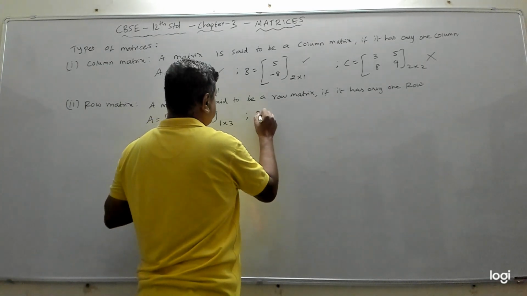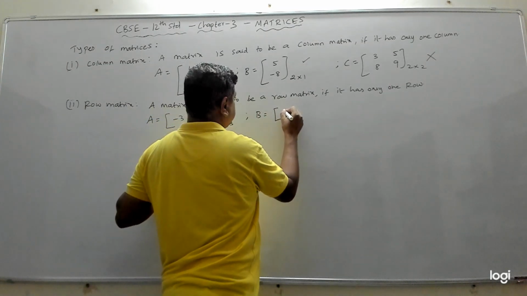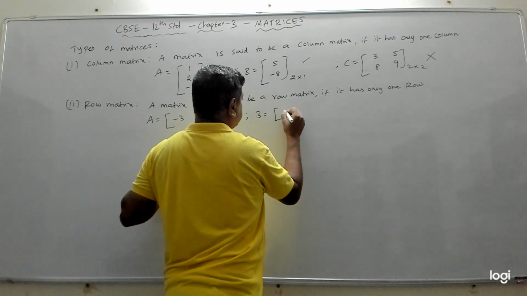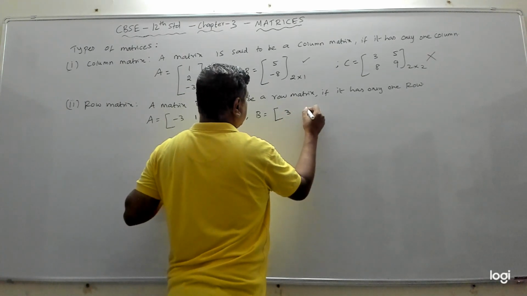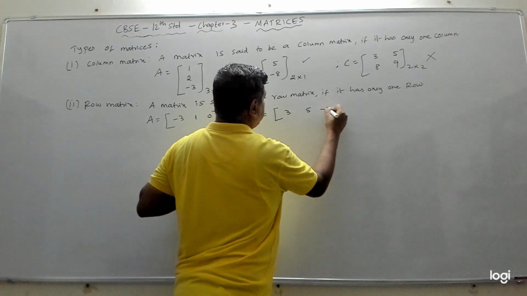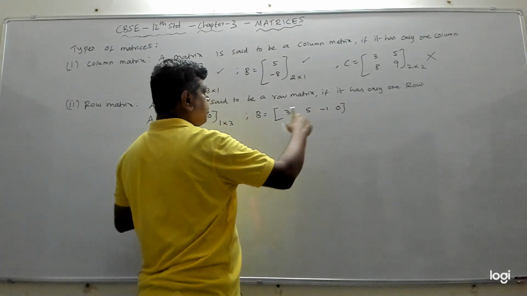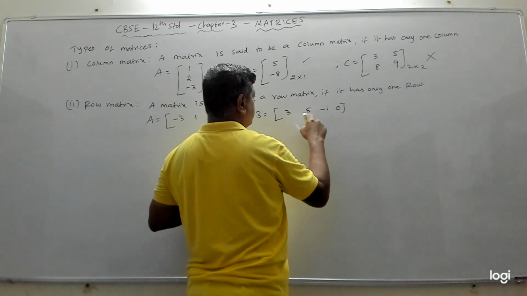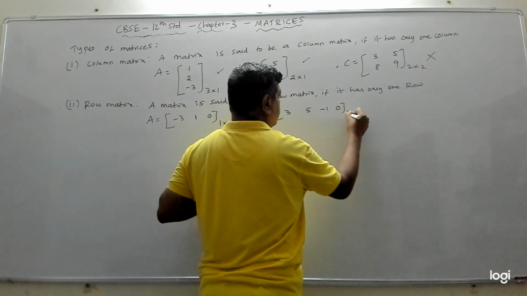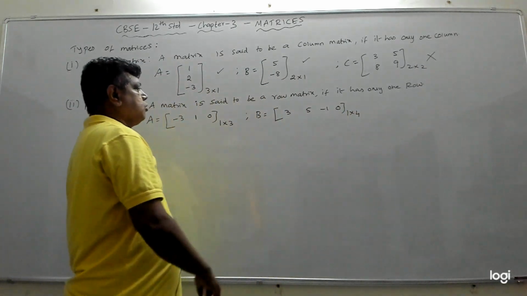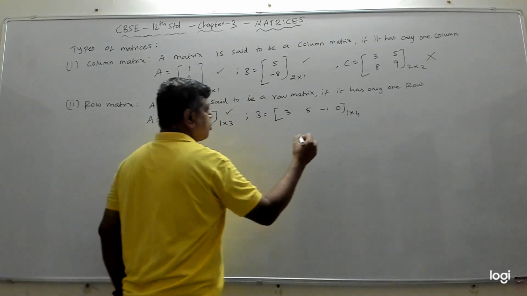Suppose I have a matrix B like this: 3, 5, minus 1, 0. It is also a row matrix. It has only one row, but how many columns? 1, 2, 3, 4 columns. So 1 cross 4. 1 row and 4 columns. So it's a row matrix. This is also a row matrix.